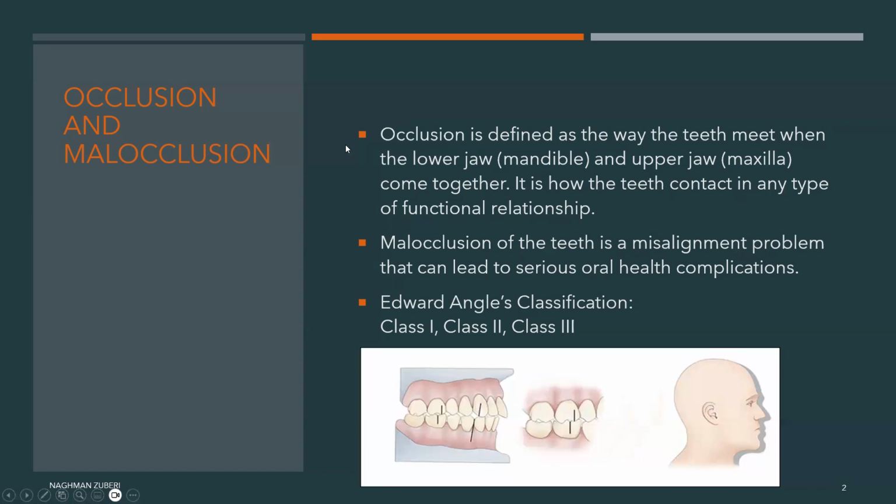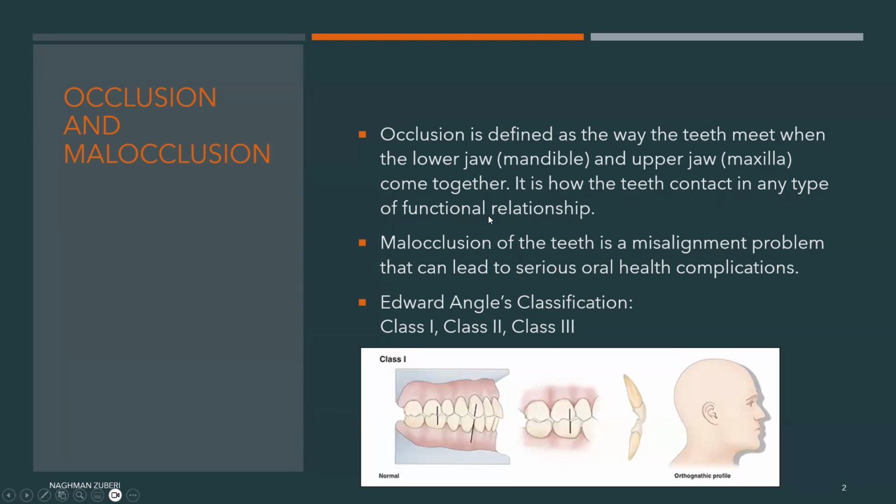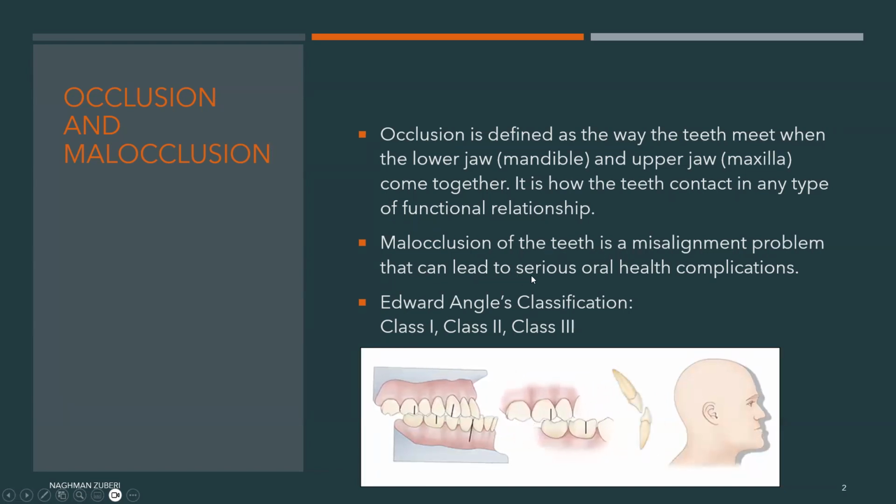Occlusion and malocclusion. Occlusion is defined as the way teeth meet when the lower jaw, that is mandible, and the upper jaw, that is maxilla, come together. It is how the teeth contact in any type of functional relationship. Malocclusion of the teeth is a misalignment problem that can lead to serious oral health complications.